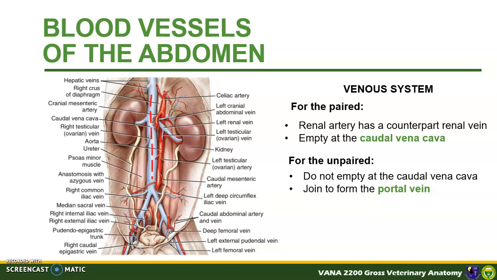The caudal vena cava is formed by the joining of the right and left common iliac veins, while the portal vein is formed by the joining of the cranial and caudal mesenteric veins. It receives the gastroduodenal and the splenic veins as well. The portal vein drains into the liver, allowing intestinal blood to be processed and cleaned.